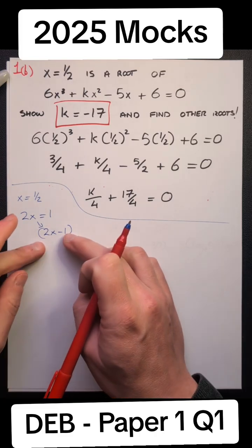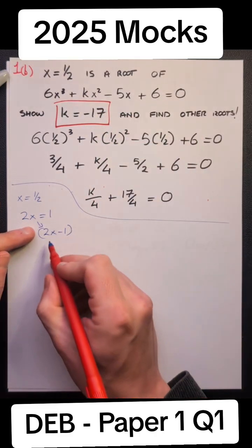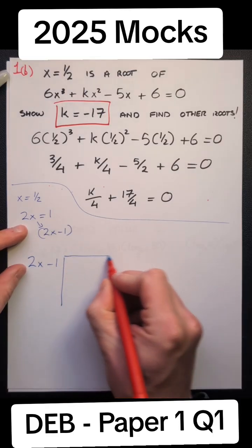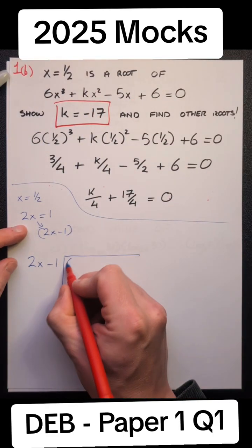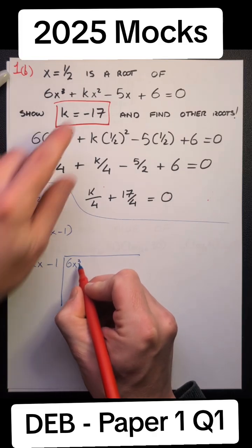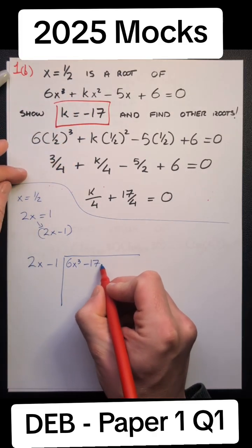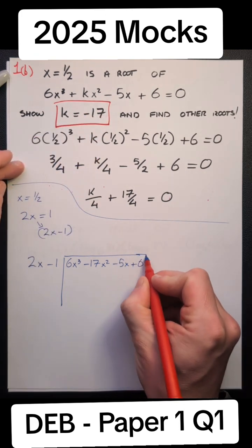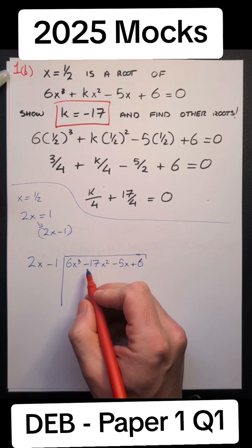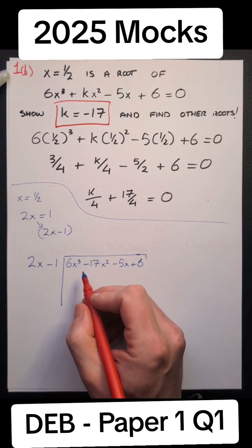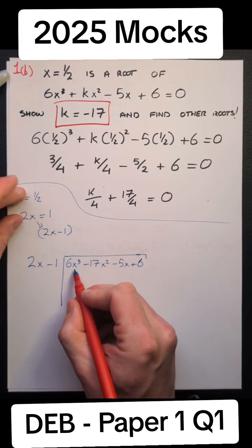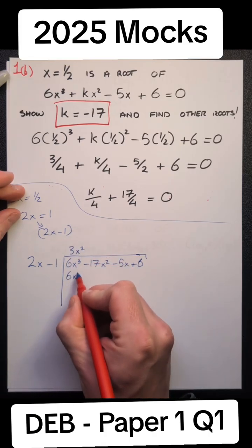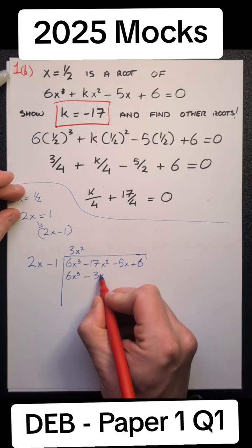Now, if that's a factor and we know k is equal to minus 17, we should be able to divide this into the full polynomial here, and we'll put all that stuff in. So 6x cubed, we know k is minus 17, and that's with an x squared, and we have a minus 5x, and we have a plus 6. So we should be able to divide it in if it's a factor, and let's see what we get. So let's think first about what do we multiply 2x by to get 6x cubed. That's going to be 3x squared. That gives us our 6x cubed minus our 3x squared.